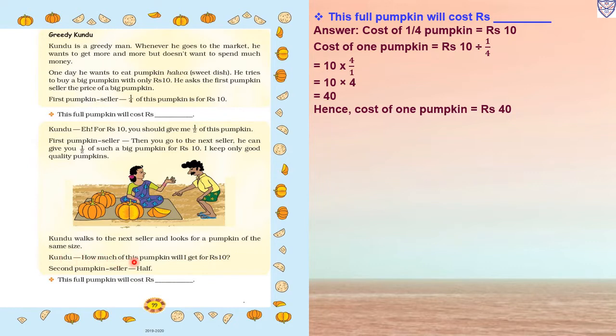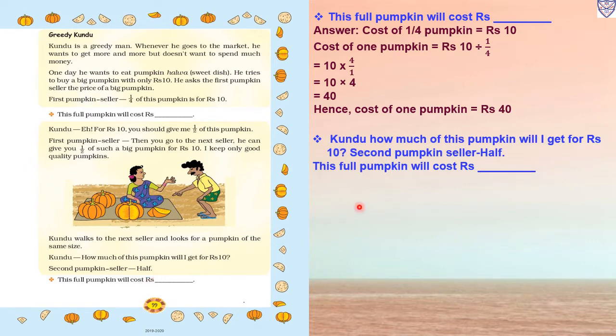Kundu asks, how much of this pumpkin will I get for rupees 10? Now again he is asking the second seller. So the second pumpkin seller said half. Yeah, half we will get for rupees 10. So this full pumpkin will cost rupees? Now we have to find out for this.